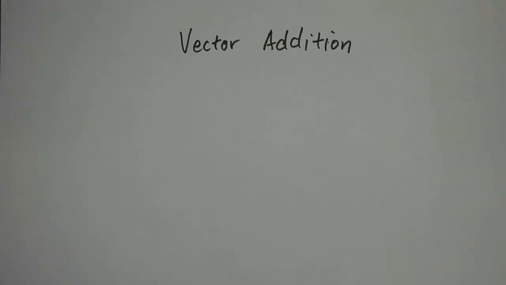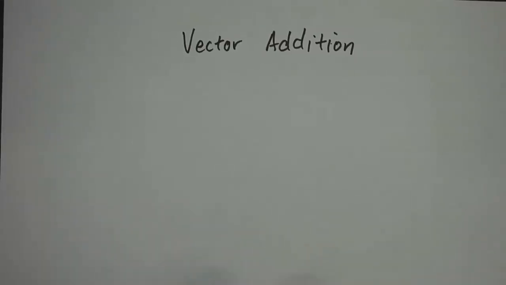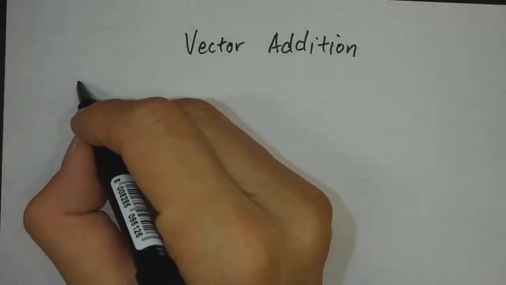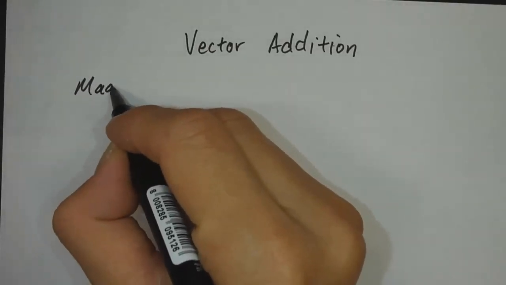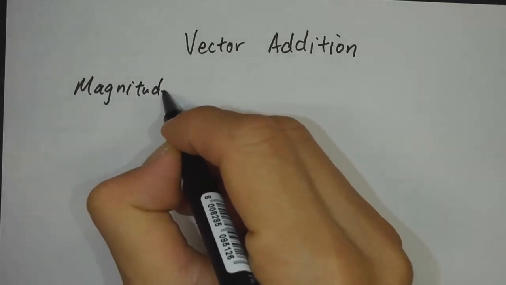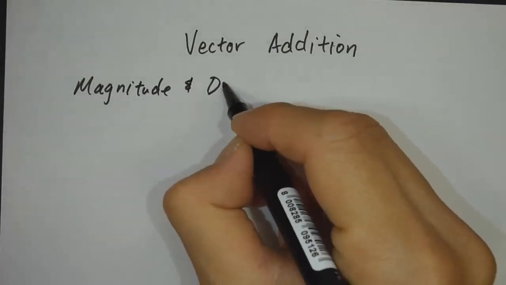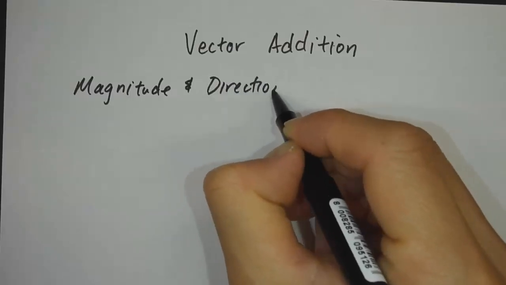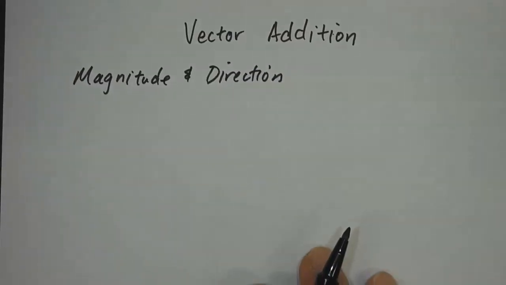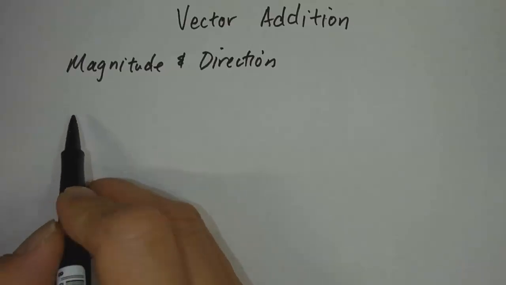In this video, I'm going to go through some vector addition problems. So just as a review, when we talk about a vector, we're talking about a quantity that has both magnitude and direction. And on paper, we can indicate the direction with an arrow.